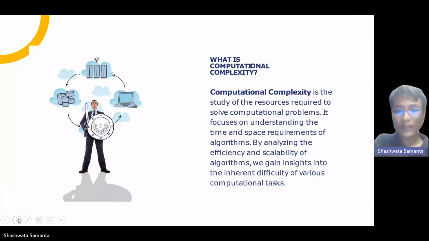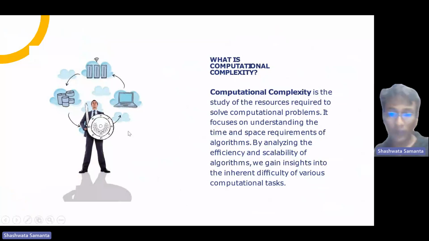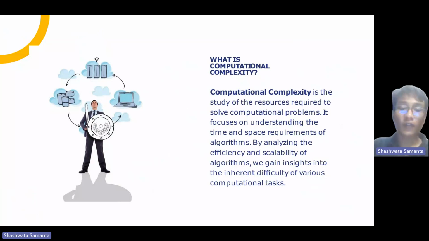So computational complexity is the study of the resources required to solve computational problems. It focuses on understanding the time and space requirements of an algorithm. By analyzing the efficiency and stability of an algorithm, we gain insights about the particular algorithm and get to know how it is useful for us and what disadvantages it holds.